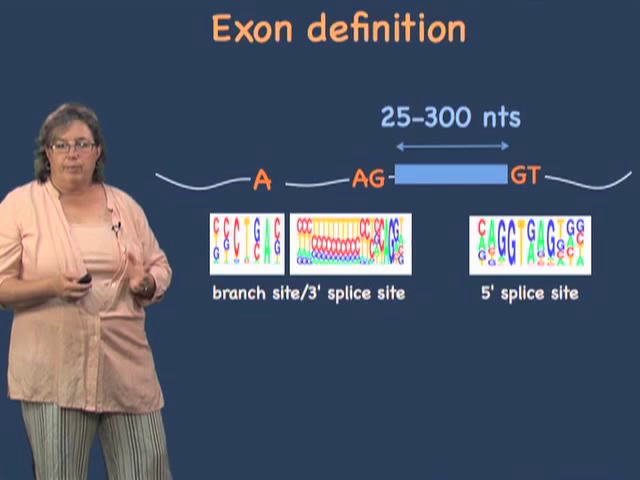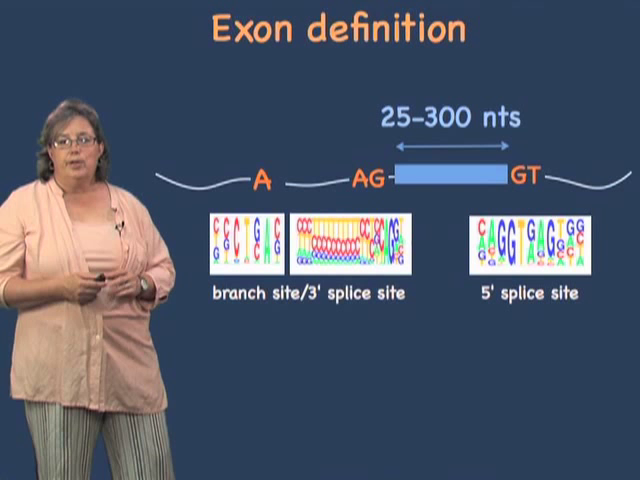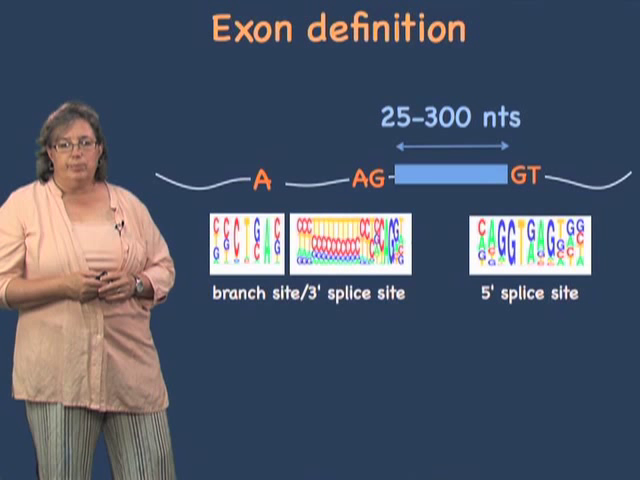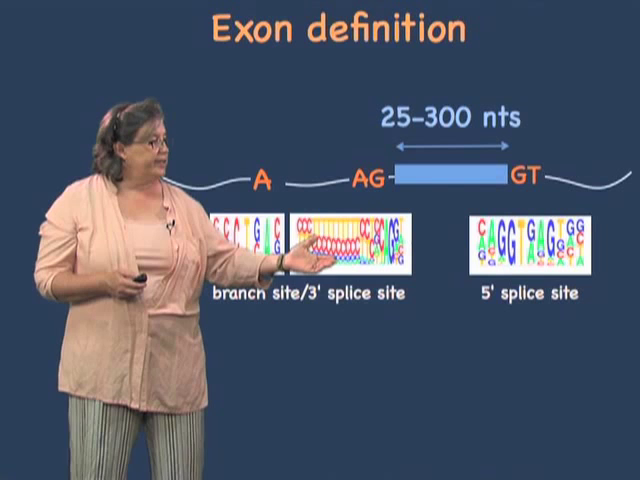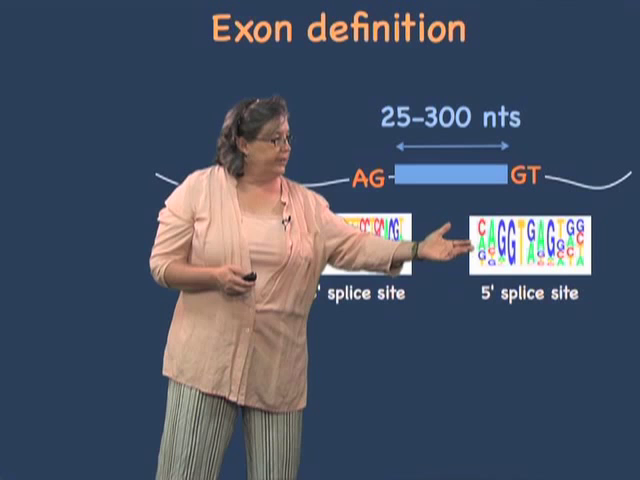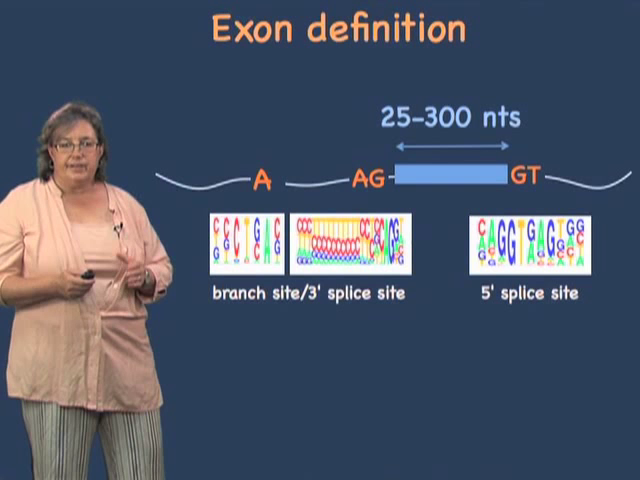There are a few shorter. You know, there are exceptions to every rule, but in general, 25 to 300 nucleotides is the size of an internal exon in a human gene. And so what the human splicing machinery looks for is a good match to the consensus branch site and 3' splice site, followed by 25 to 300 nucleotides and then a match to the 5' splice site. And so this then defines an exon.